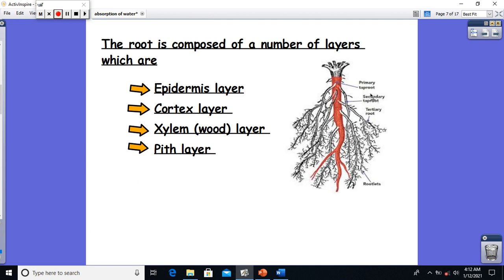And the root has many layers. There are a number of layers in the root: number 1, the epidermis layer, the cortex layer, the xylem or wood layer, and the pith layer. Let's talk about each one.